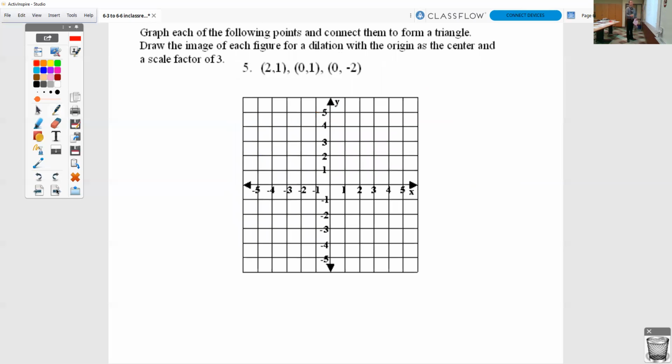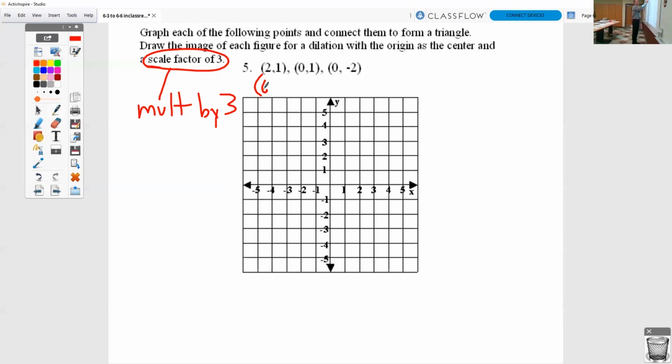So those were translations. Now we're doing dilations. With dilations, what you need to do is you need to multiply by the scale factor. This one says that it has a scale factor of 3. That means we are multiplying by 3. We want to take each of these numbers for our coordinates and multiply them by 3.